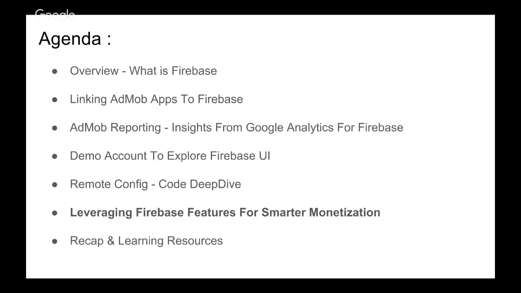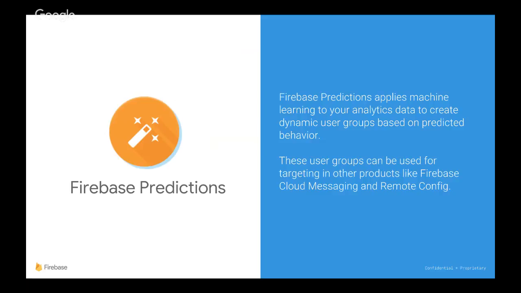Okay, moving on. So let's talk a bit about how we can leverage other Firebase features for smarter monetization. Remote Config, of course, is one of the key ways we can do this. It can basically allow you to fine-tune a lot of factors within your app and see what goes well and what needs to be scaled down. The other feature we're really excited about is Firebase Predictions.